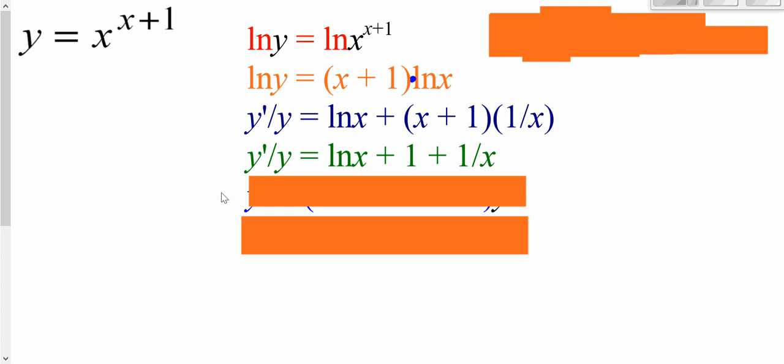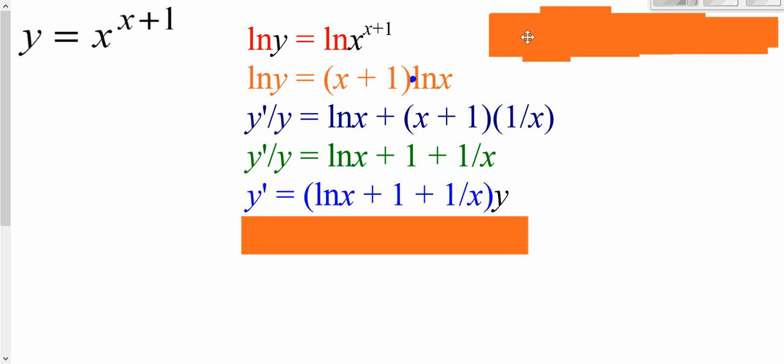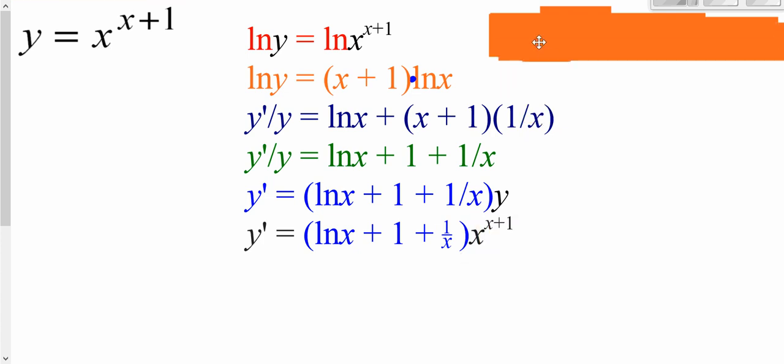Now we're trying to find our derivative, which is y prime. So we need to get rid of dividing by y, so multiply both sides by y. You'll notice we started out only with x's, y equaling stuff only with x's, so we want our derivative, y prime, to be only with x's. So instead of writing y, I'm going to write what y is, which is x raised to the x plus 1.